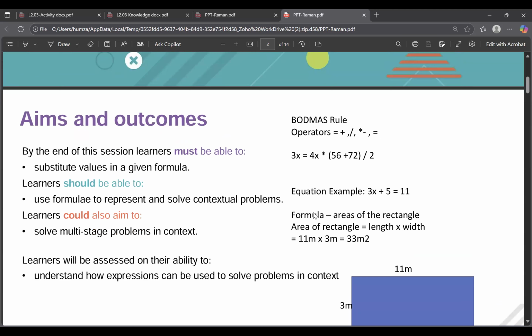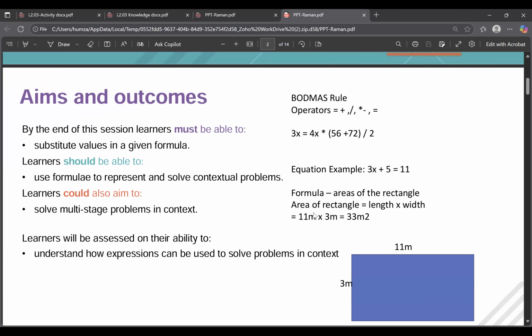So I think we've gone over the BIDMAS rule or operators before. Are you familiar with the BIDMAS rule? Yeah, BIDMAS, brackets first. Cool. Yeah, I'll just make it out.